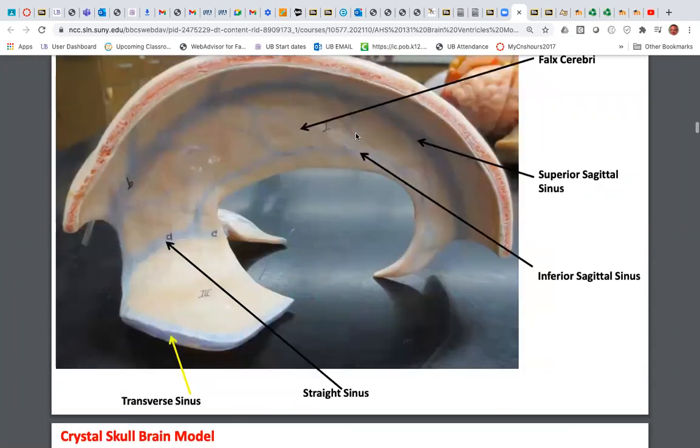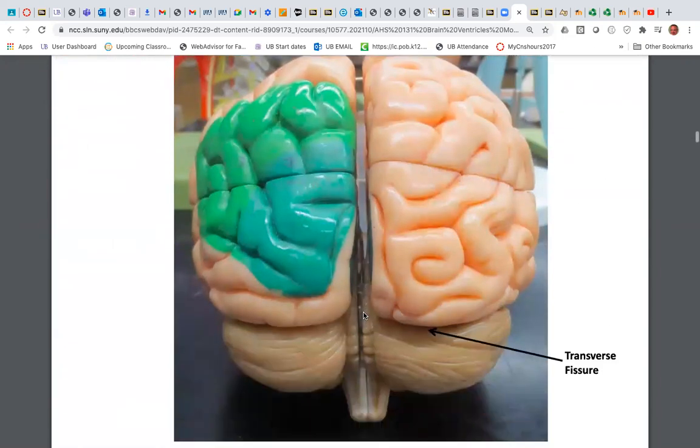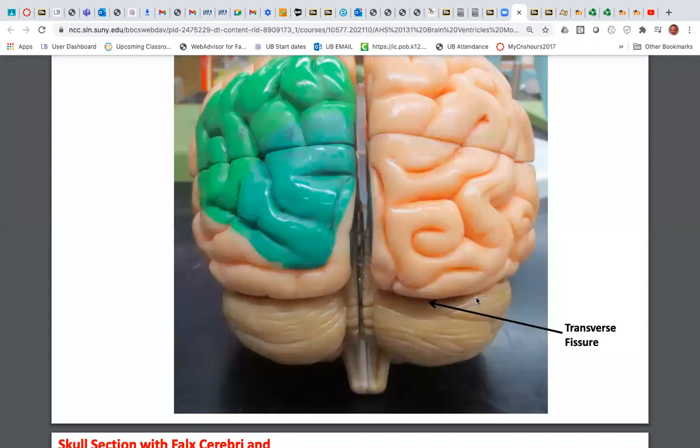So we did this longitudinal fissure, which is this way, but then we have a transverse fissure, which will separate the occipital lobe. Back here is the back of the brain. This is the occipital lobe, which is your visual center. And this is your cerebellum. So between the occipital lobe of the cerebrum and the cerebellum is a transverse fissure.